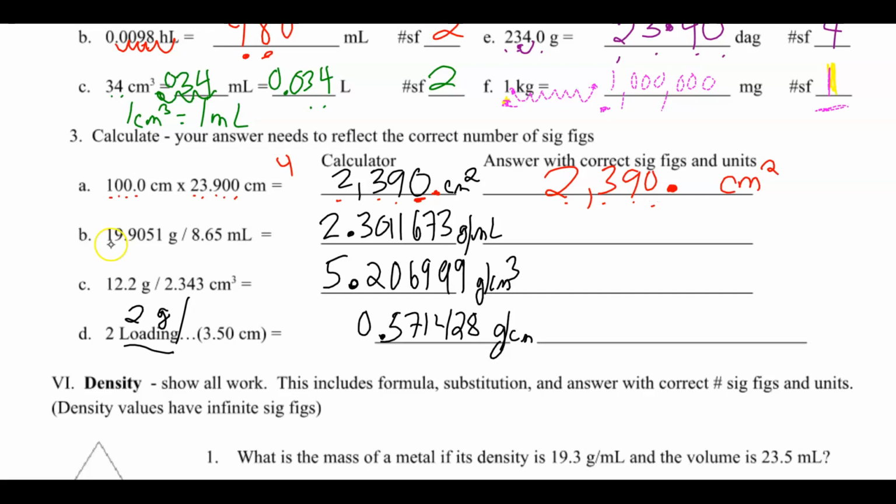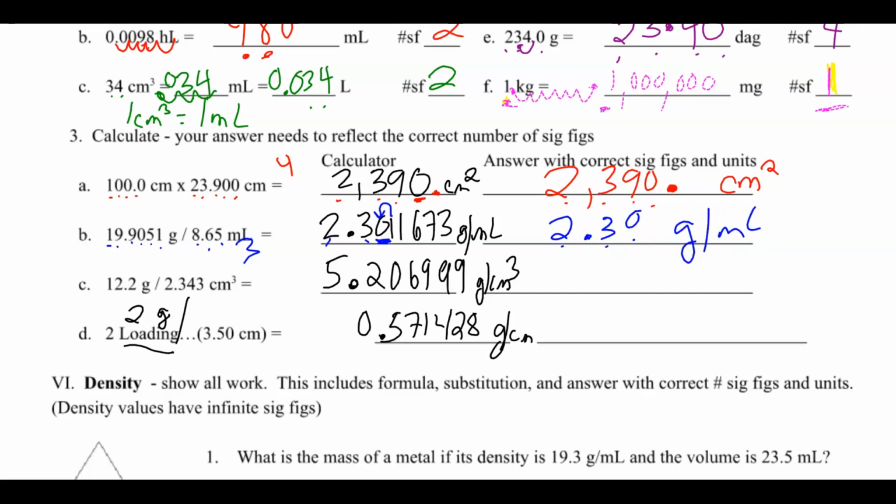How about B? We've got a lot of sig figs right here. 1, 2, 3, 4, 5, 6. But here we only have 3. So I've got to take my calculator answer to 3 sig figs. Present, count from the Pacific. 1, 2, 3. Look to the right. Will the 1 round up that 0? Nope, it's going to stay the same. So 2.30 grams per milliliter.